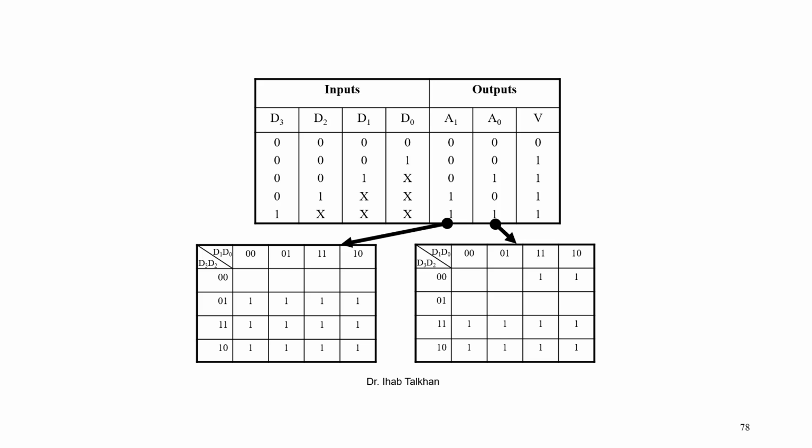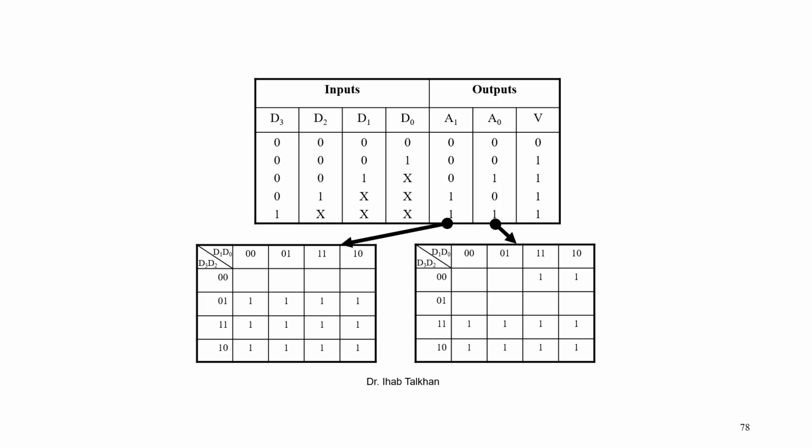X means don't care, but don't care here means you have to consider both 0 and 1. So this means that you have two rows, 0 0 1 0 and 0 0 1 1, in your table, because X here is not a joker. X is a joker only for the output, but inside the input, X is not a joker. You have to consider both values for X, which are 0 and 1.